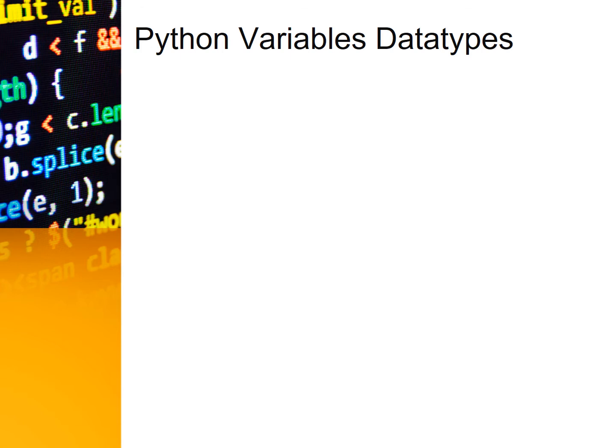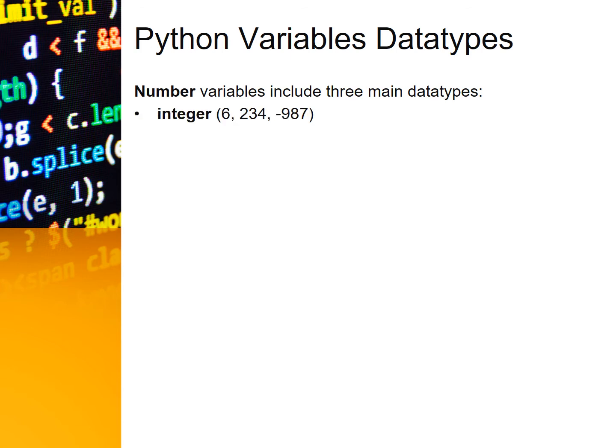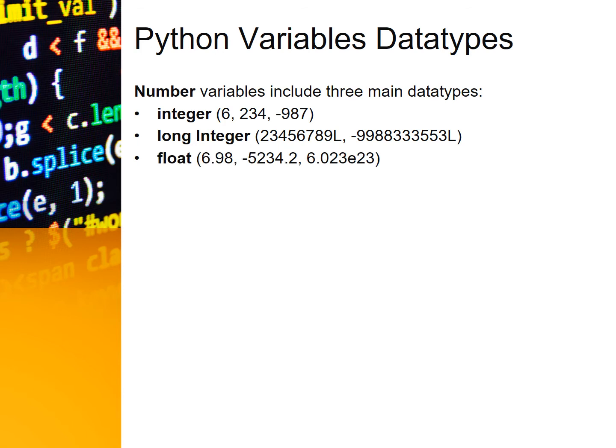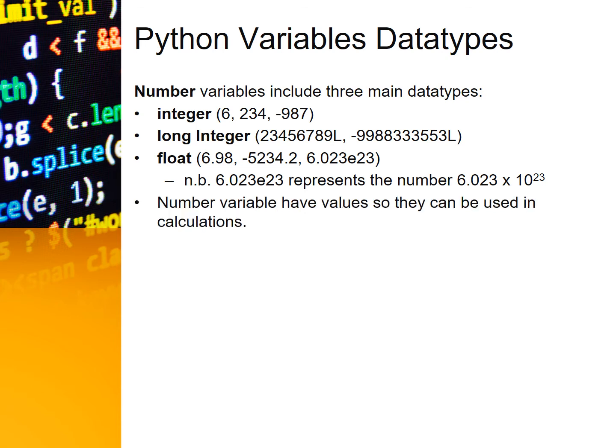The data types, as we just talked about, number, include three main data types. Integer, which is just a whole number, it can be negative. A long, which is a big whole number. Both of these don't include decimal places. And finally, a float, which is a number that does include decimal places. It can be a negative number. And you also notice that 6.023E23 actually represents the number 6.023 by 10 to the 23, which is in standard form.